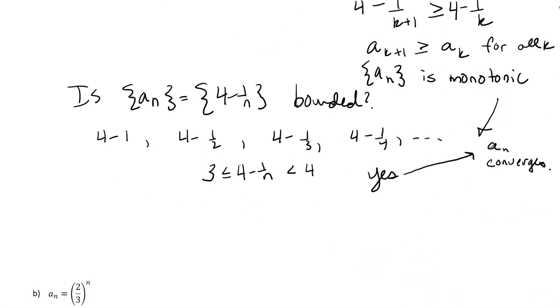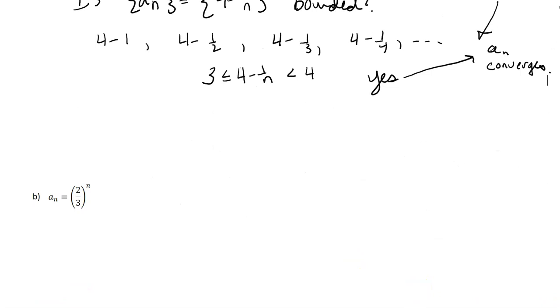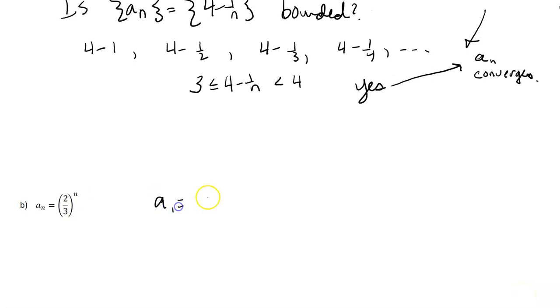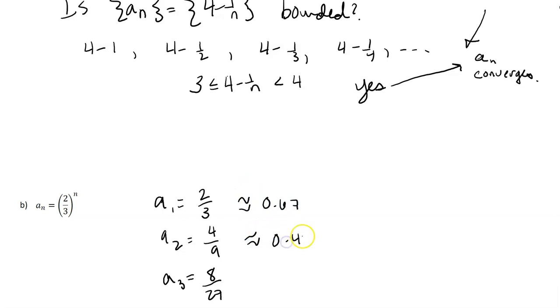And this is a similar example. We've got a sub n equals 2/3 to the nth power. So if you wanted to list out some terms, you would see that you would get a sub 1 equals 2/3 to the first power. A sub 2 is going to be 4/9. A sub 3 is going to be 8 over 27 because I'm cubing everything. And this is about 0.67. This is about 0.44. This is about 0.30, so on and so forth.